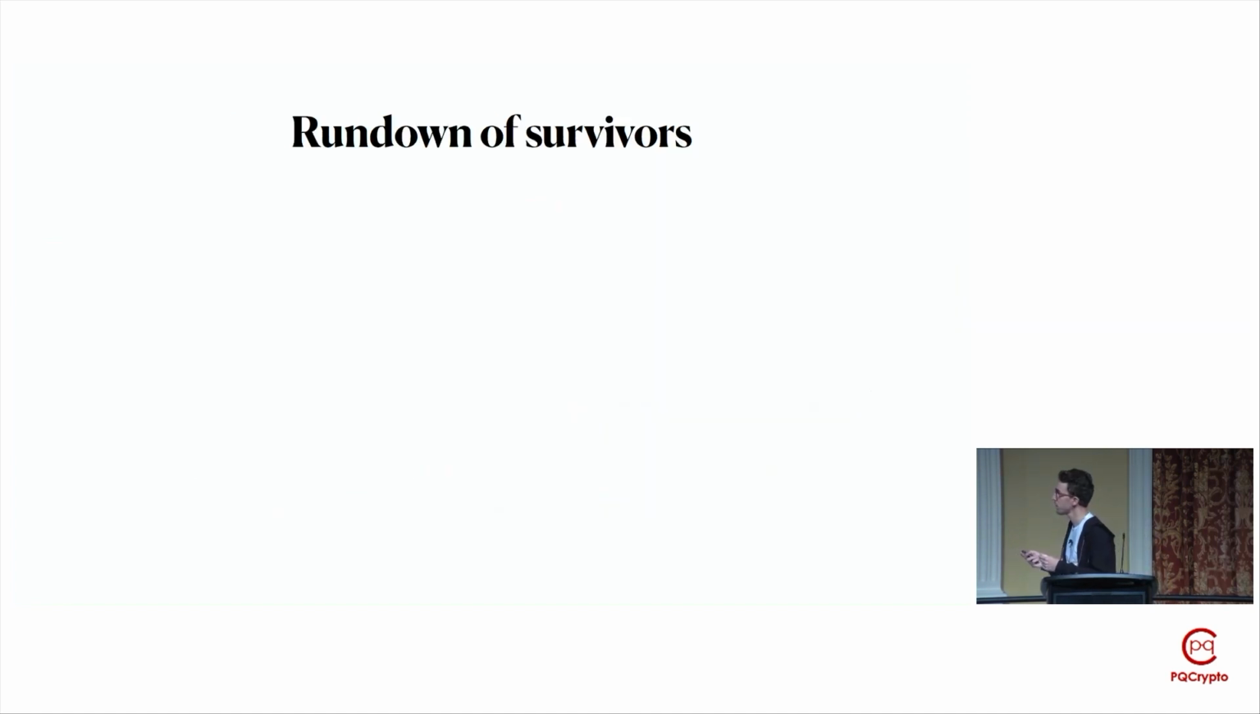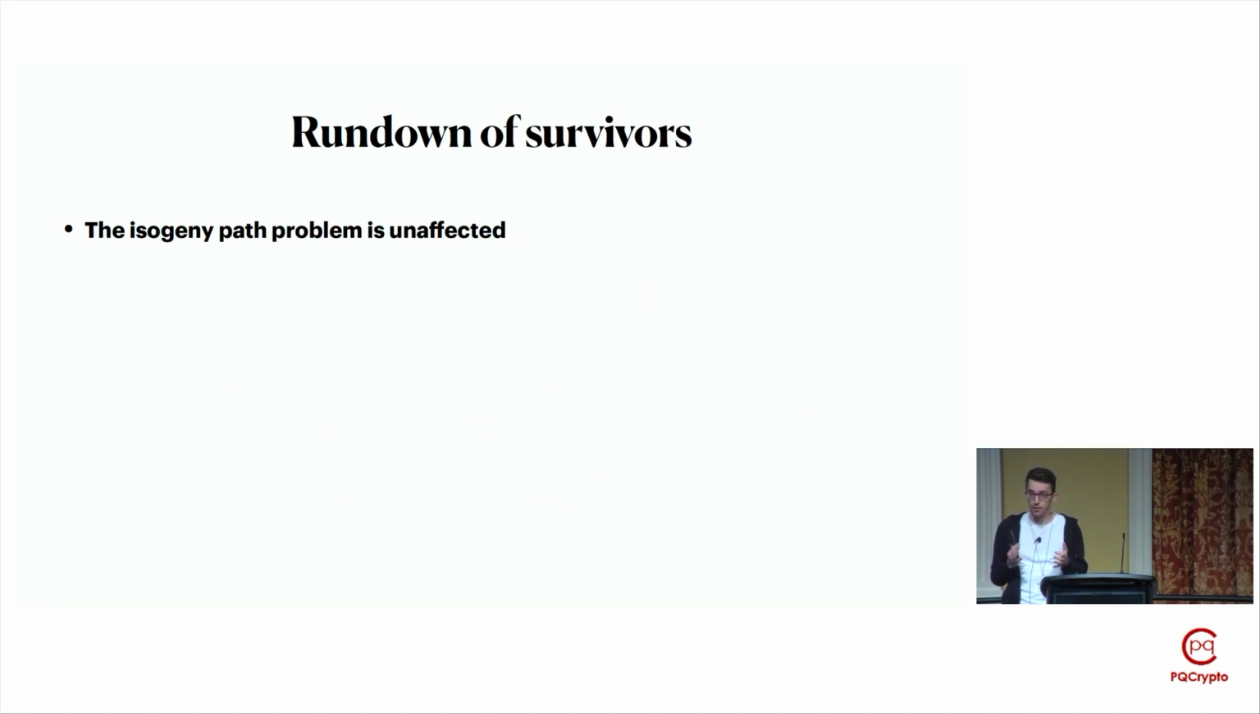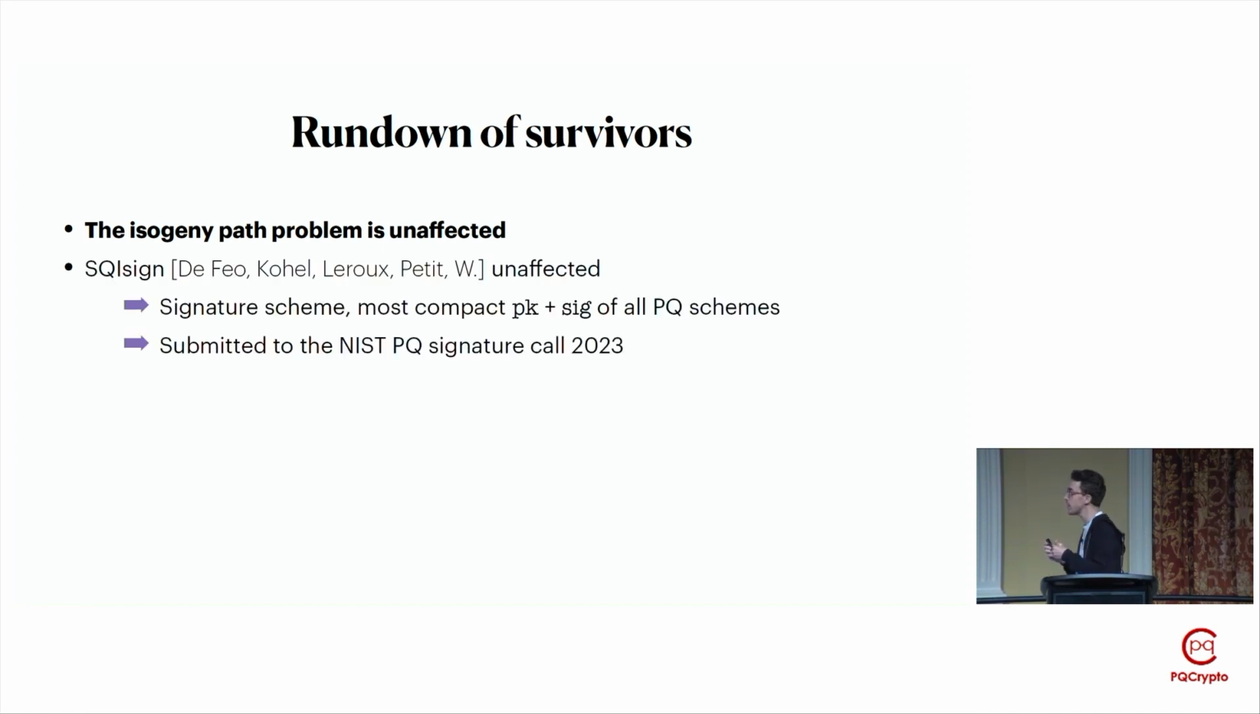A lot of survivors. First, the isogeny path problem itself is unaffected. The best algorithms to solve the actual isogeny path problem are still the same today as they were a year ago. SQIsign is unaffected. So SQIsign is a digital signature scheme. It is interesting in that it has the most compact public keys and signatures of all post-quantum schemes that I know about. Research on SQIsign is still very much alive. It's been submitted to the NIST post-quantum signature call earlier this year, and there's still a lot of activity around it.